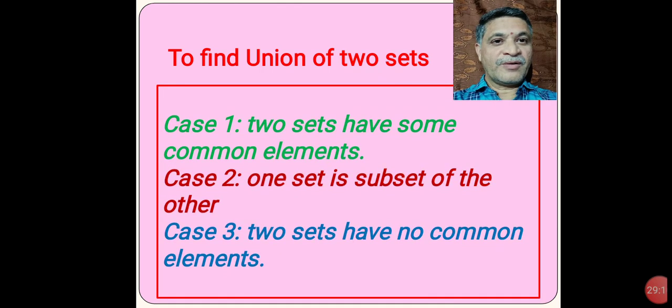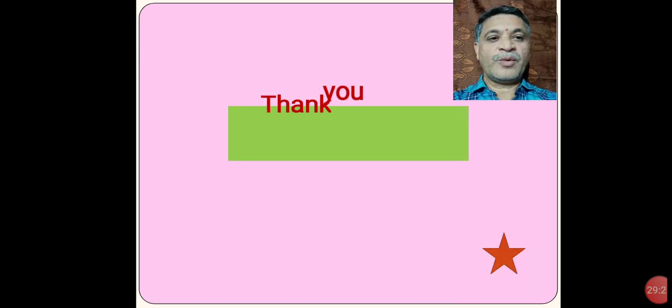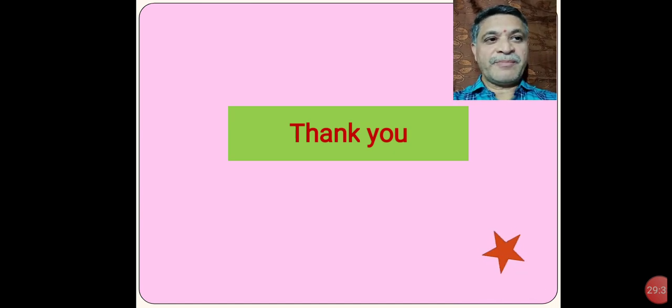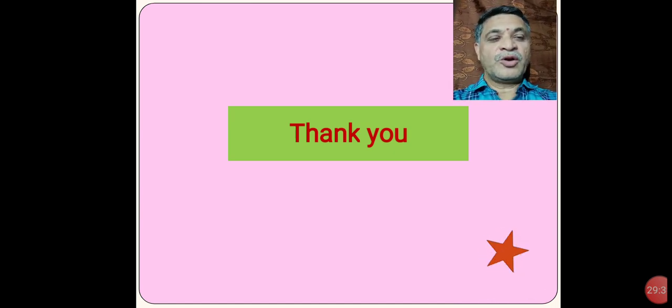So to find the intersection of two sets, there are three cases: two sets have some common elements, one set is a subset of the other, and the two have no common elements. These 3 cases we have already examined. So children, remember these points and go through your textbook and take some problems, do these problems. All the best.